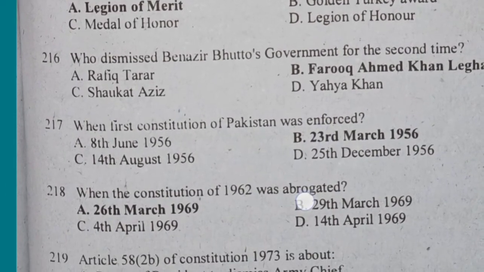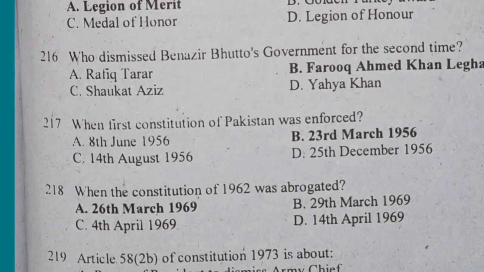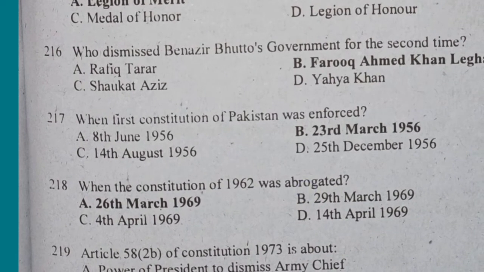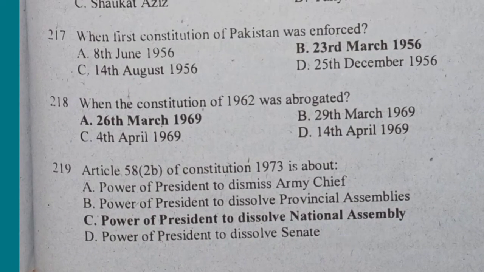Who dismissed Benazir Bhutto's government for the second time? Farooq Ahmed Khan Leghari. When was the first constitution of Pakistan enforced? 23rd March 1956. When was the constitution of 1962 abrogated? 26th March 1969. Article 58(2)(b) of the 1973 constitution is about the power of the president to dissolve the National Assembly.